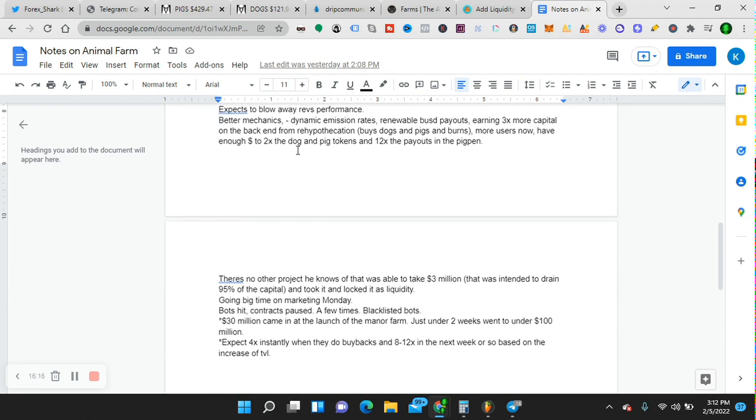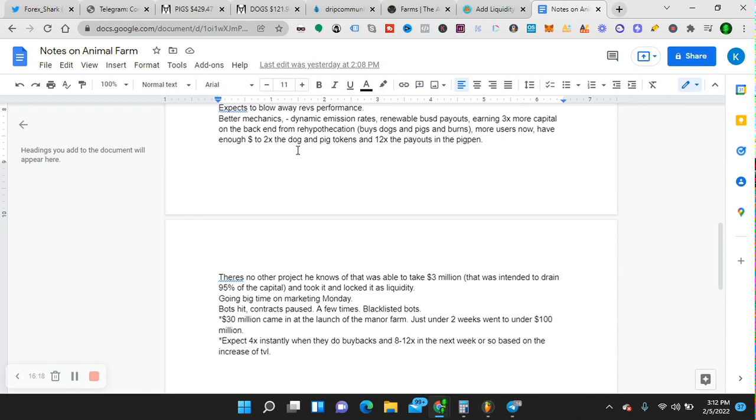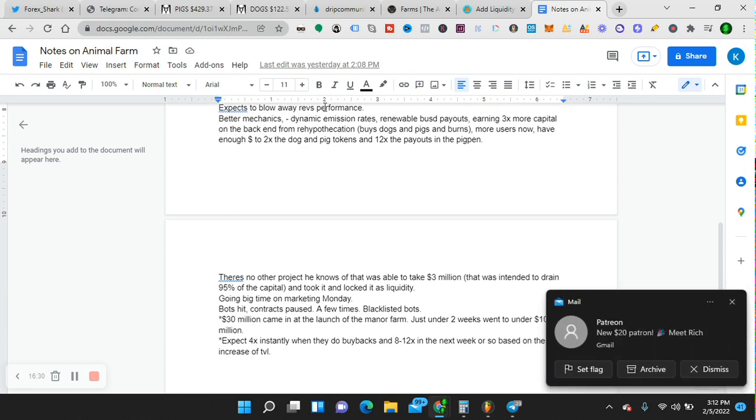Expects it to blow away Rev's performance. Now we know Rev pre-sale price was $6. Rev pumped to $300. So if he is expecting pig or dog or pig and dog to blow away Rev's performance, you're looking at a massive, massive pump.